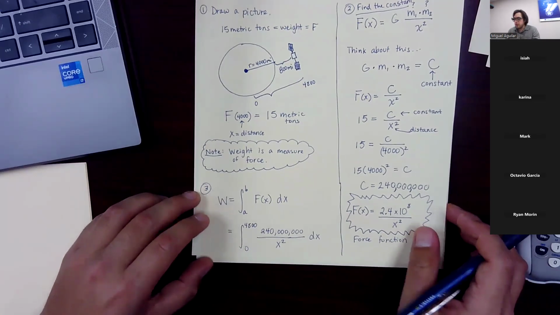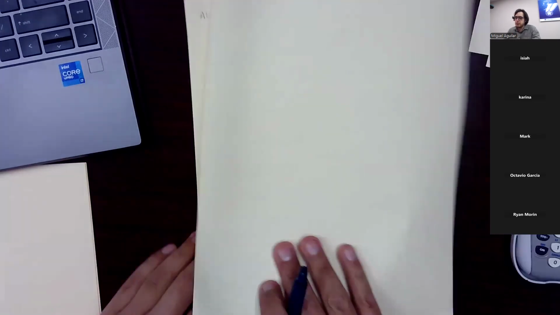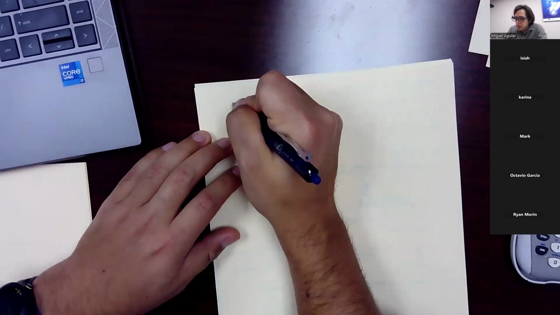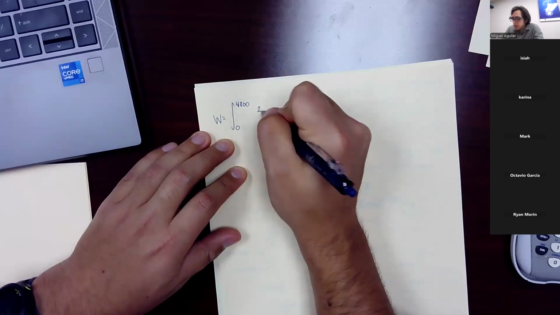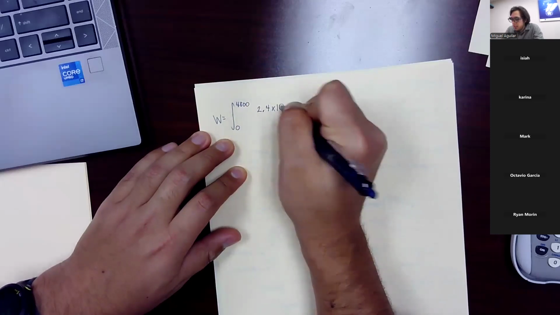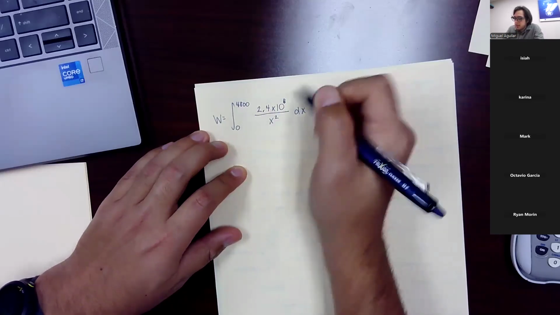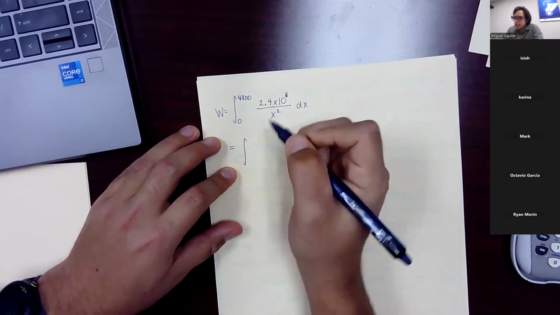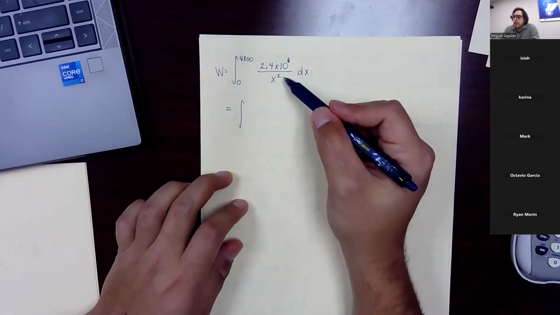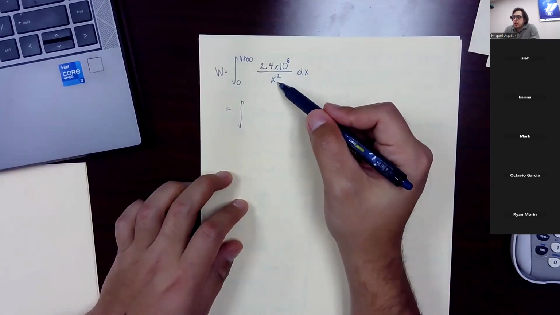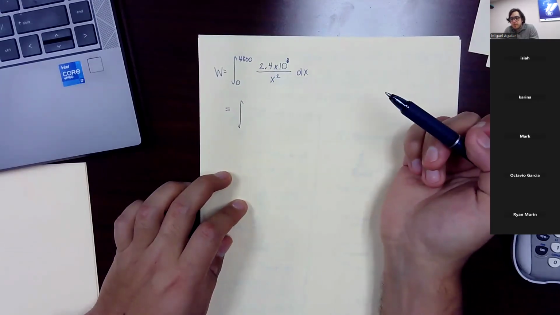Okay, so rather than trying to squeeze this all in, let's go ahead and go to the back side of this page. Work is going to be equal from 0 to 4,800 of this 2.4 times 10 to the 8th power all over x squared dx. So I'm a little bit lazy. I'm not going to write those limits of integration since we've already established what they are. How do I start? How do I need to rewrite or manipulate this equation so I can integrate it a little bit more easily?